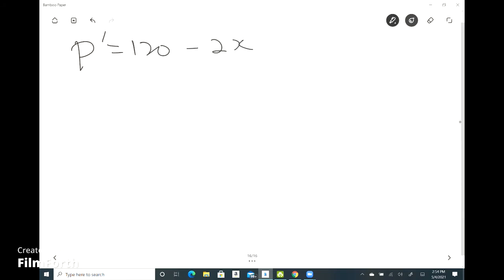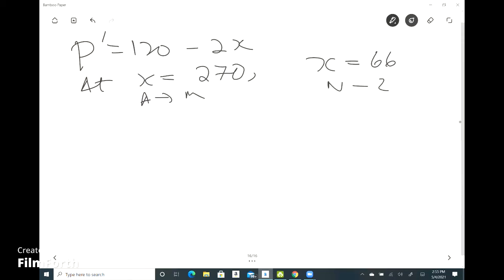Okay, so now let's find the marginal profit at a few levels of x. Say x equal to 270, and then x equal to 66. Again, to do this quickly, because the function is quite simple, you can get it in 30 seconds. Anybody who gets it first, let me know.